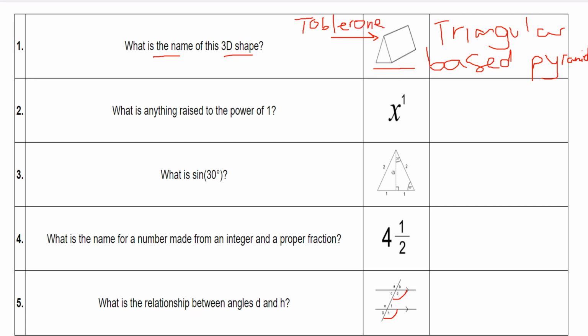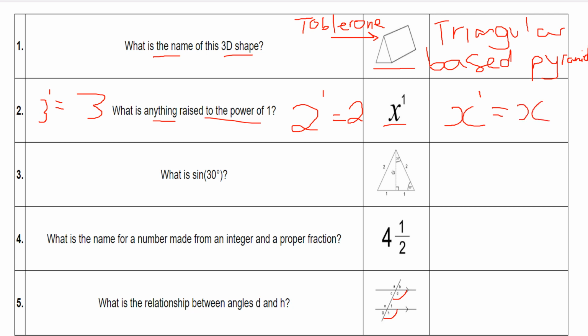This is question number 2. What is anything to the power of 1? So x to the power of 1. Anything to the power of 1 is just itself. So in this case, it's just equal to x. 2 to the power of 1 in maths is just 2. 3 to the power of 1 is just 3, etc, etc. So x to the 1 is just equal to x.